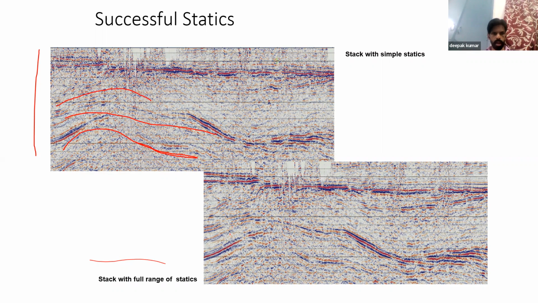But in this one, we have applied all the processing steps, and then we have come up with the stack section. So we can see here the reflectors are very prominent in this, very prominent in this, very prominent in this.